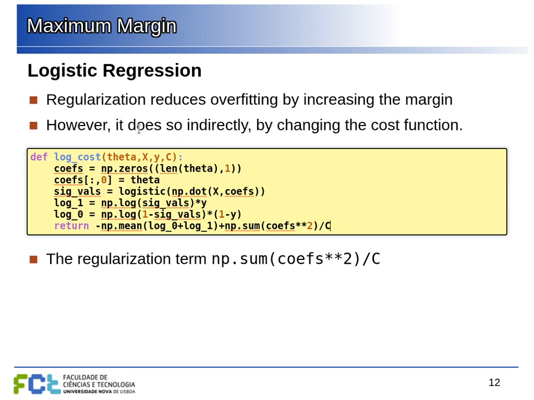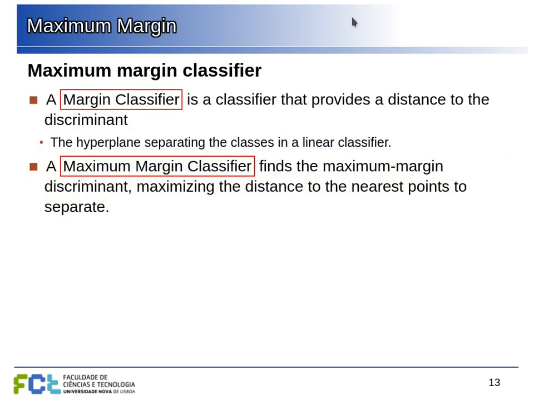But this is a bit indirect, because we are just changing the way the model is trained and changing the loss function to try to encourage it to produce a discriminant that is more distant from the points. But the general idea of a maximum margin classifier is to maximize this distance between the discriminant, where we separate the classes, and the points that are closest to the discriminant.